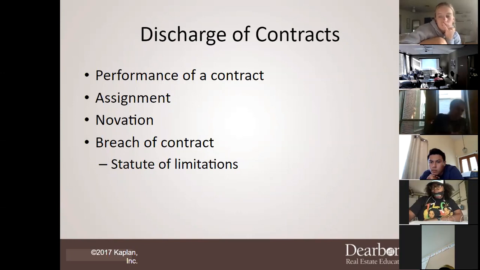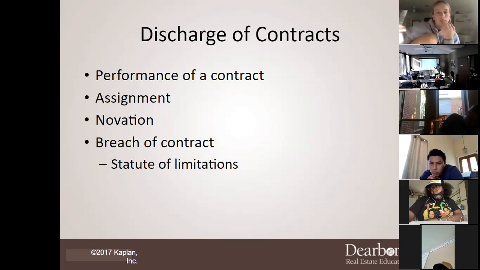Or if the other party breaches the contract, there's a statute of limitations, a certain time period where you can make a complaint on that. Like if someone were to breach a contract, there's a certain period of time that you can sue. After that time, you can't come after them for it.